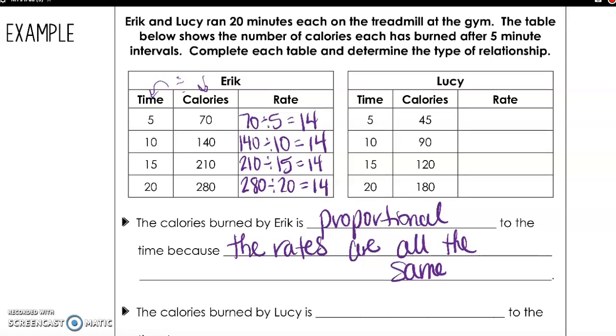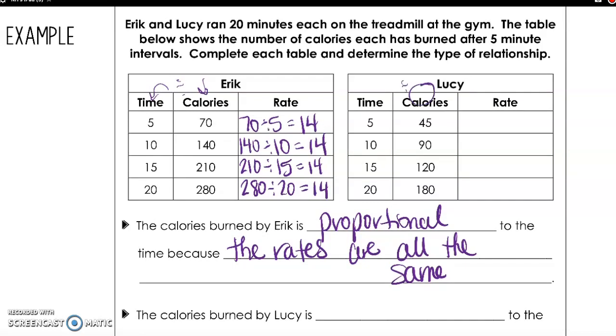All right, so now let's check Lucy. Again, you're going to take the calories divided by the time. So 45 divided by 5 is 9. 90 divided by 10 is also 9. 120 divided by 15 is 8. As soon as you get a different one, you don't have to check anymore.